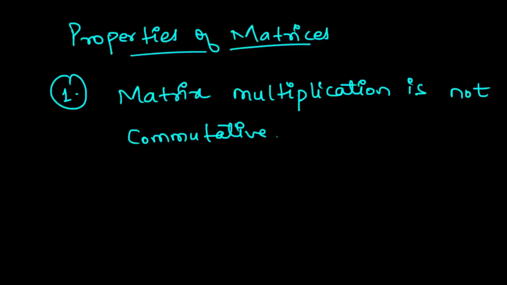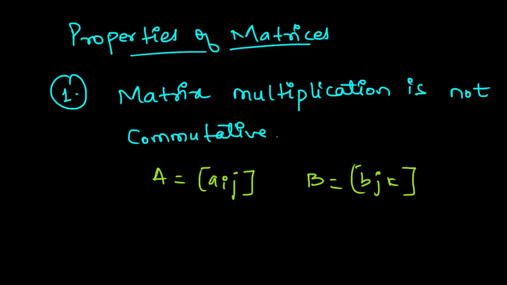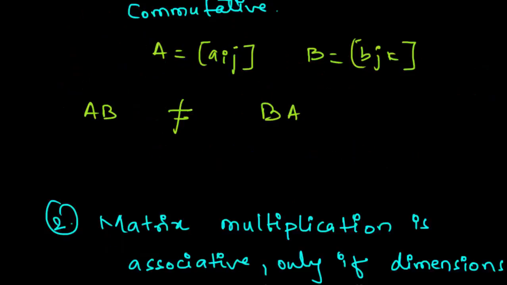Let's see some properties of matrices. So matrix multiplication is not commutative. If we have two matrices, A as Aij and B as Bjk, if the product AB exists, then it is not necessary that product BA also exists. And even if it exists, it is not necessary that AB is equal to BA. It may or may not be equal.